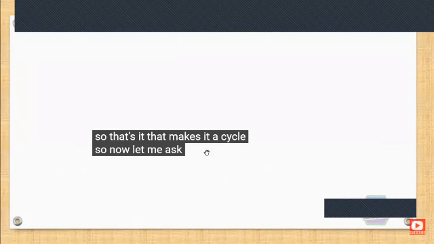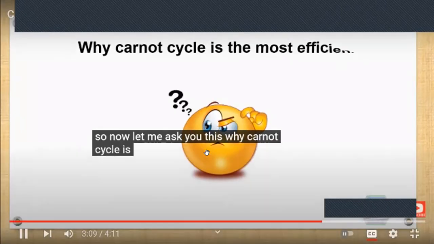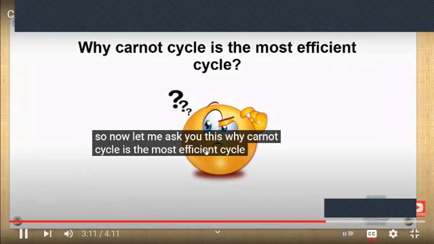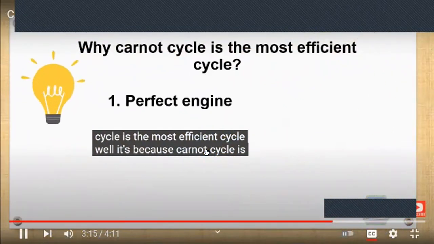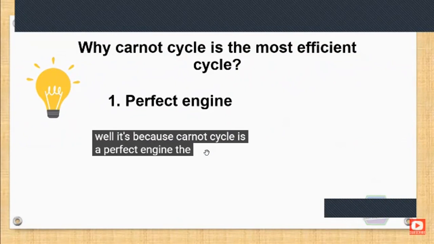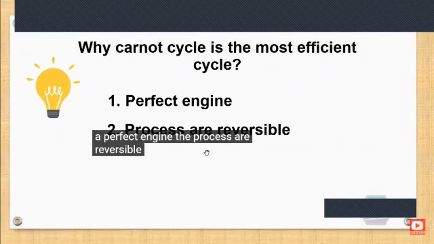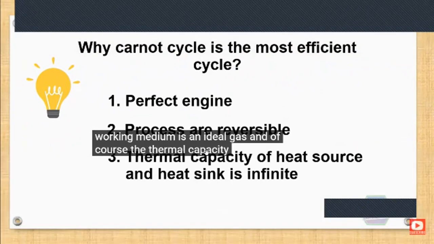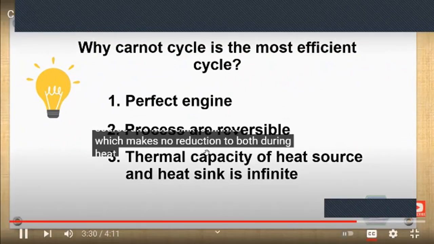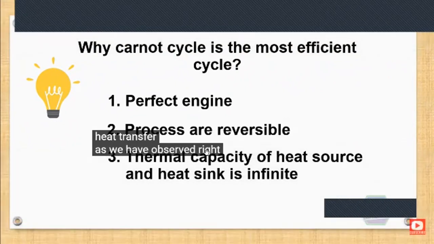So now let me ask you this. Why is the Carnot cycle the most efficient cycle? Well, it's because the Carnot cycle is a perfect engine. The processes are reversible, the working medium is an ideal gas, and of course, the thermal capacity of the heat source and heat sink is infinite, which makes no reduction to both during heat transfer, as we have observed, right?